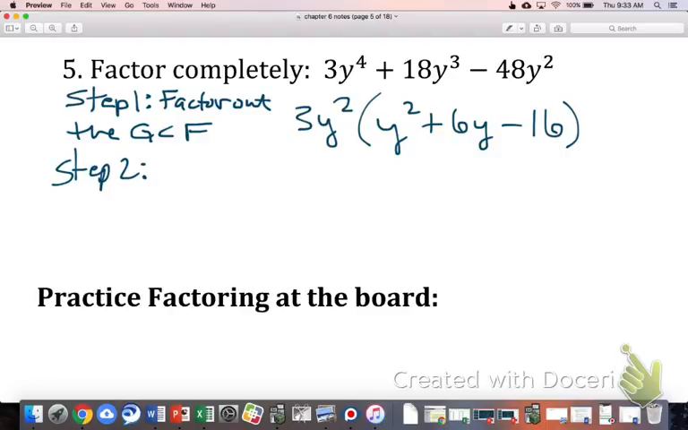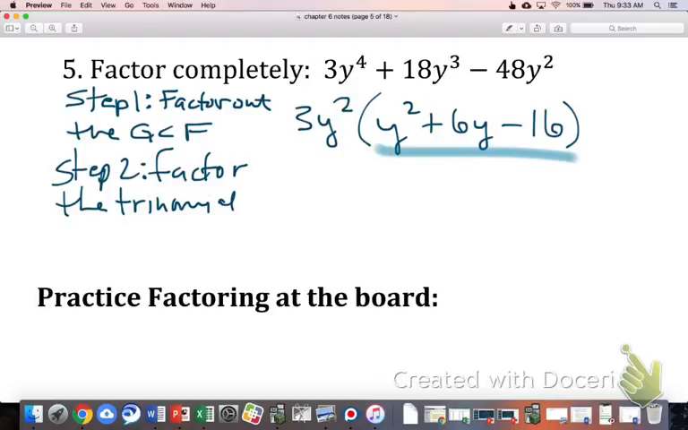Step 2 is to factor the trinomial that is left over. So if you look at the inside there, you've got 3y squared, but then inside the parentheses, you've got a trinomial. So this is where yesterday we used that magic x idea. You remember that? So if you would, start off where we are right there, 3y squared times y squared plus 6y minus 16. See if you can use the magic x to completely factor the trinomial as well, and at that point we'll be done, okay?